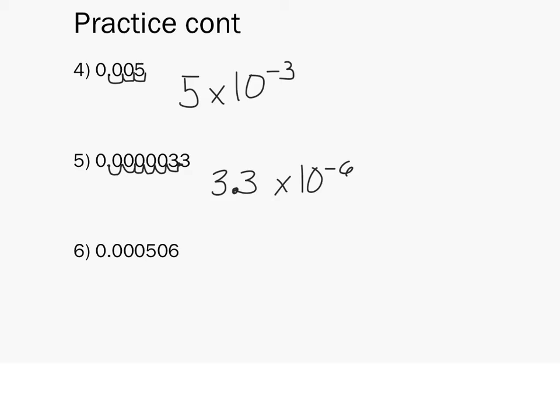Number 6, here's my decimal point. We're going 1, 2, 3, 4. Because remember, I want my factor to be greater than or equal to 1, but less than 10. Okay? So 5.06 times 10 to the negative 4.